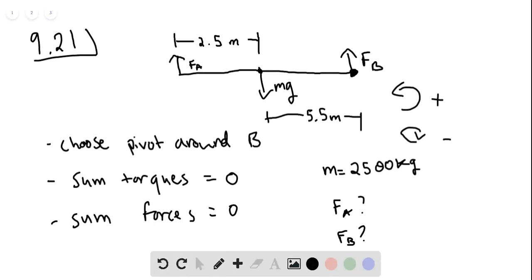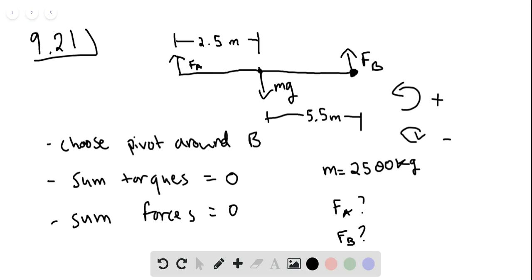All right, Chapter 9, Problem 21. We have a 2,500 kilogram trailer attached to a stationary truck at point B, in Figure 9-61. Determine the normal force exerted by the road on the rear tires at A and the vertical force exerted on the trailer by the support B.